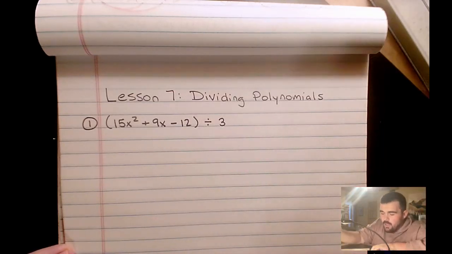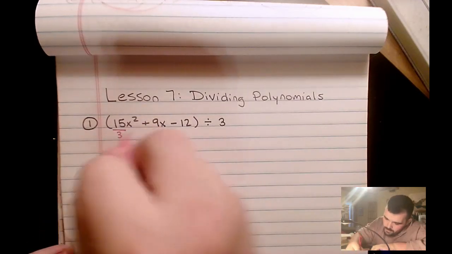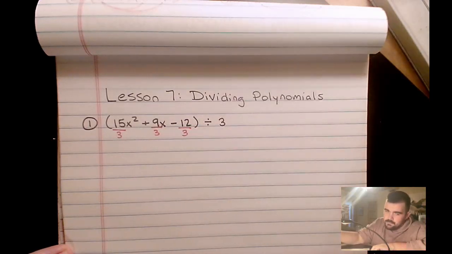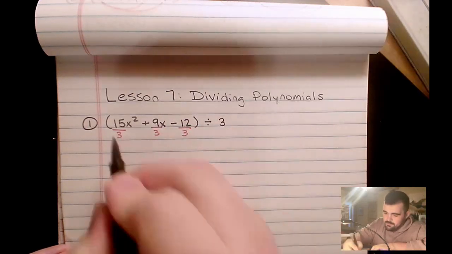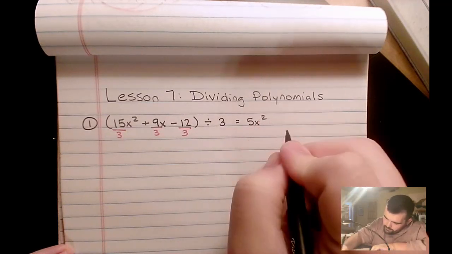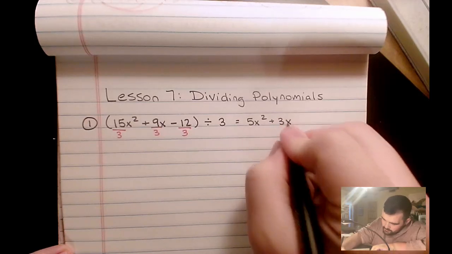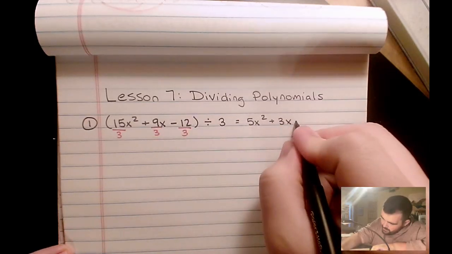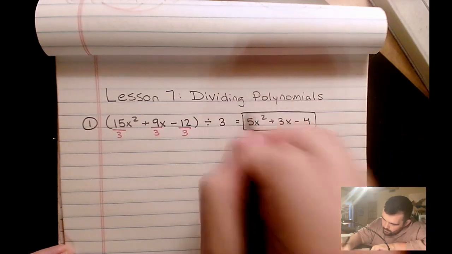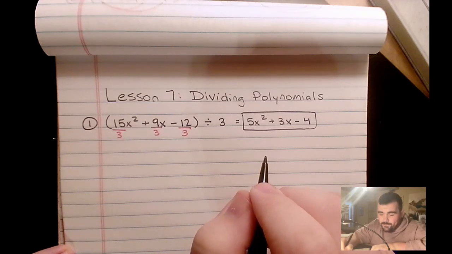Now, believe it or not, this is as easy as saying 15 divided by 3, 9 divided by 3, and negative 12 divided by 3. And our final answer: 15 divided by 3 is 5x squared. 9 divided by 3 is 3x. Negative 12 divided by 3 is negative 4. That's basically all we're going to be doing today, okay?